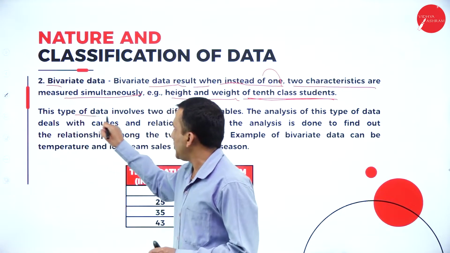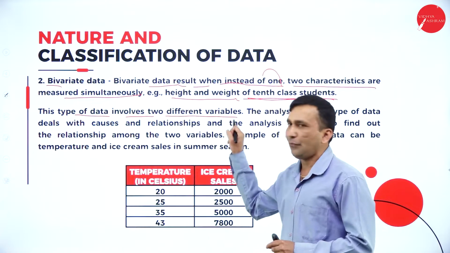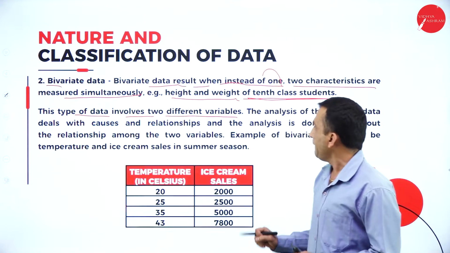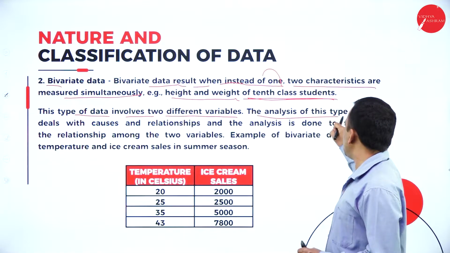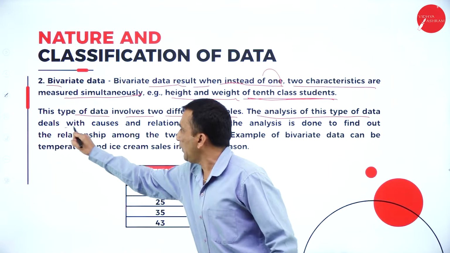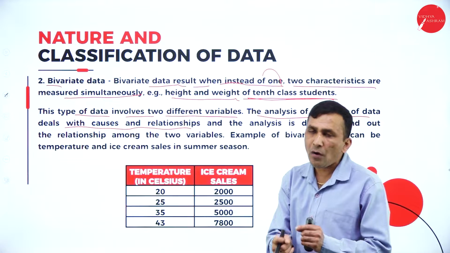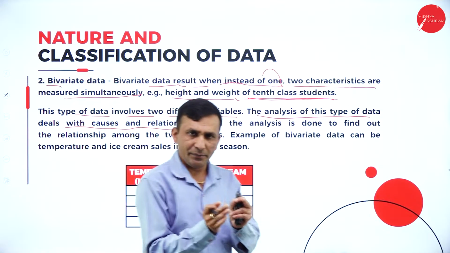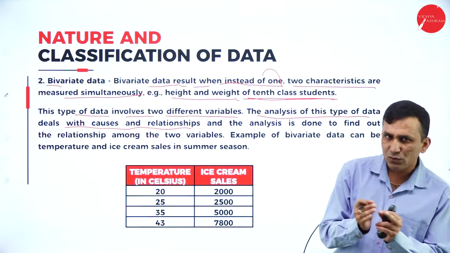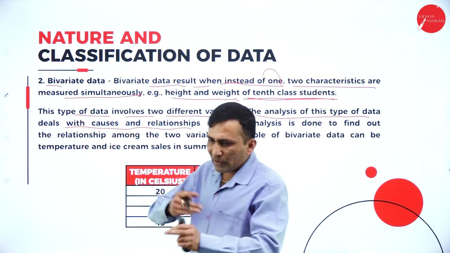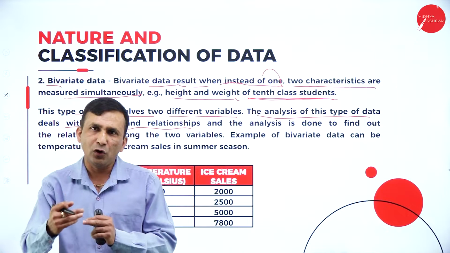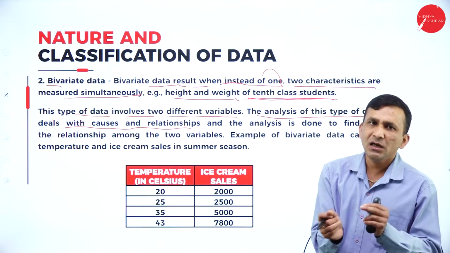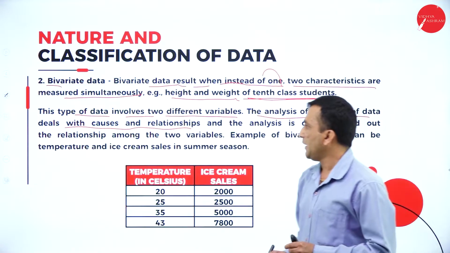This type of data involves two different variables, because we are able to find out two different variables now. The analysis of this type of data deals with cause and relation. For example, if sales is one variable and advertisement is another variable, and you are spending more and more on advertisement, obviously you can expect the sales to rise. So it is a cause and relation you are able to identify.